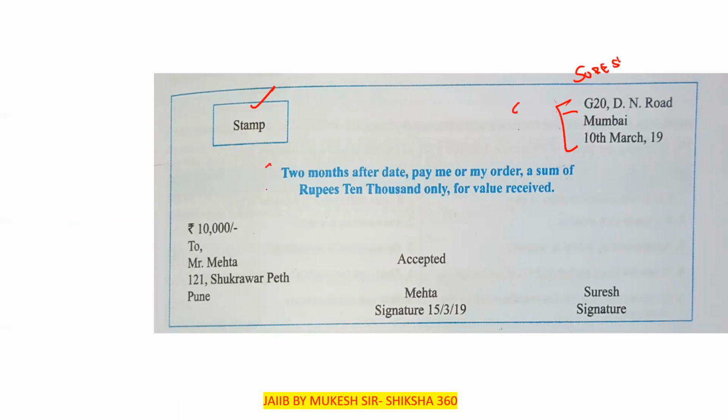Two months after date, pay me or my order a sum of rupees 10,000 for the value received. So they have written: rupees 10,000 to Mr. Mehta, 121 Shukrawar Peth, Pune. This is the order, and here they have accepted.